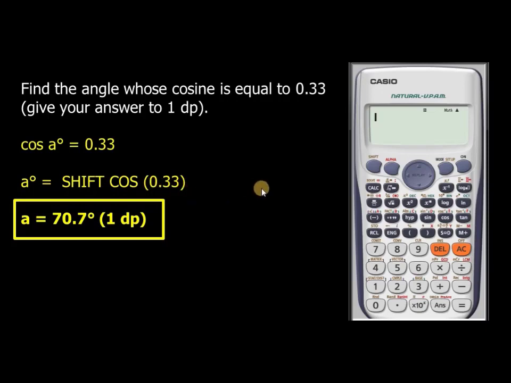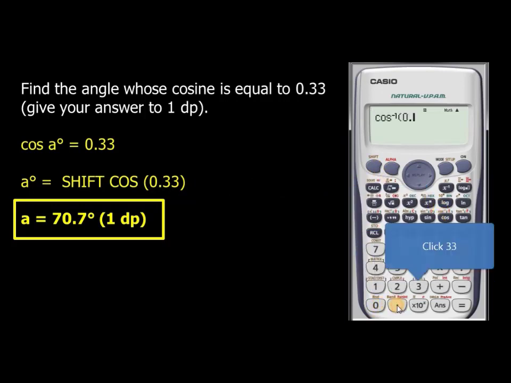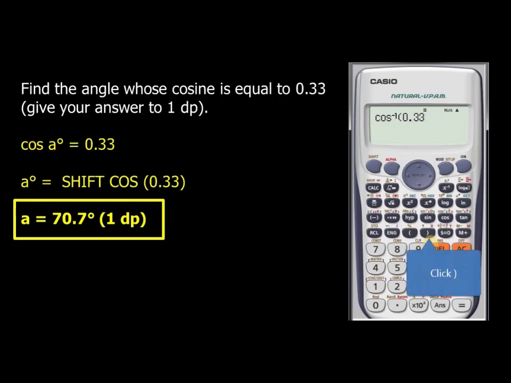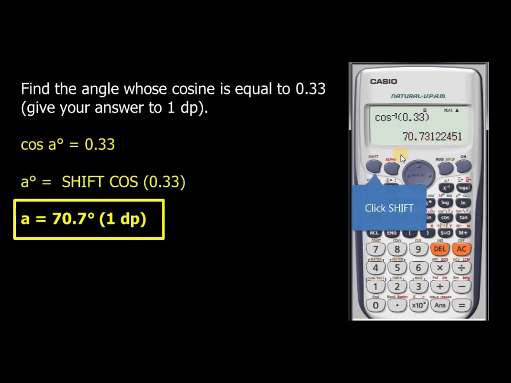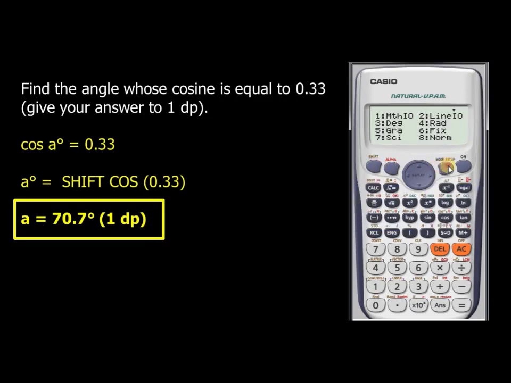Now on a calculator, this is what we do. Shift cosine 0.33 close bracket equals. Now there is the answer, but we don't want all of it. We want 1 decimal place, so we go shift, set up, fix is number 6, and we want 1 decimal, so we go 1, and there is the answer, 70.7 degrees.